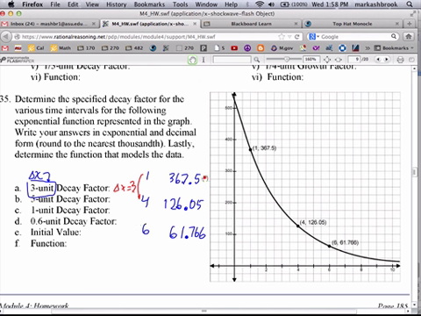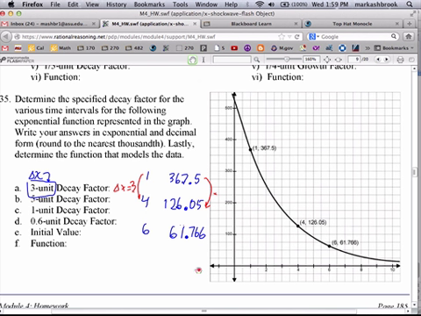And so therefore, this multiplier is which decay factor? That's our 3-unit decay factor, because input's advancing 3, and so it's the multiplier that will give us the output 3 units later. So how do we find that multiplier? Yeah, so we can take this number divided by this number. And that will give us the 3-unit decay factor. That will give us the multiplier on this number to give us this number.